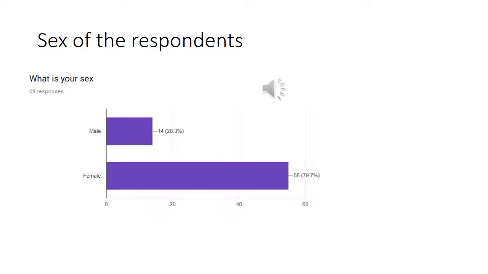Now looking at the sex of the respondents, statistics showed that 55 out of 69 of the respondents were females. And probably these are the groups that support the children during the holidays in using Edmodo. Only 14 out of 69 were males who responded to the questionnaire.